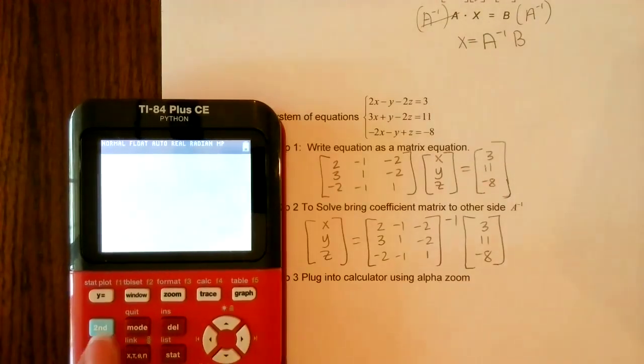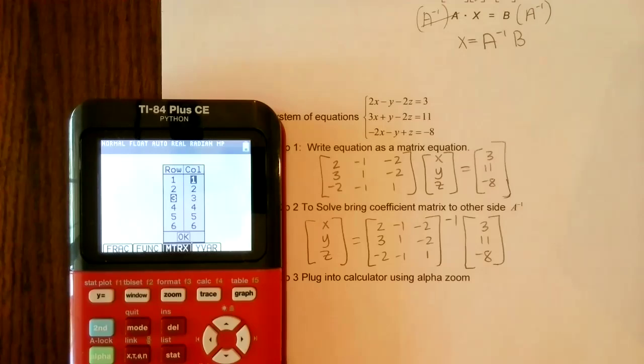We hit alpha zoom. Alpha zoom takes us to our matrix menu. And so it's asking you how many rows and how many columns. So we're going to start by putting this one right here. And so it has 3 rows and 3 columns. So we're going to put a 3 by 3 matrix.